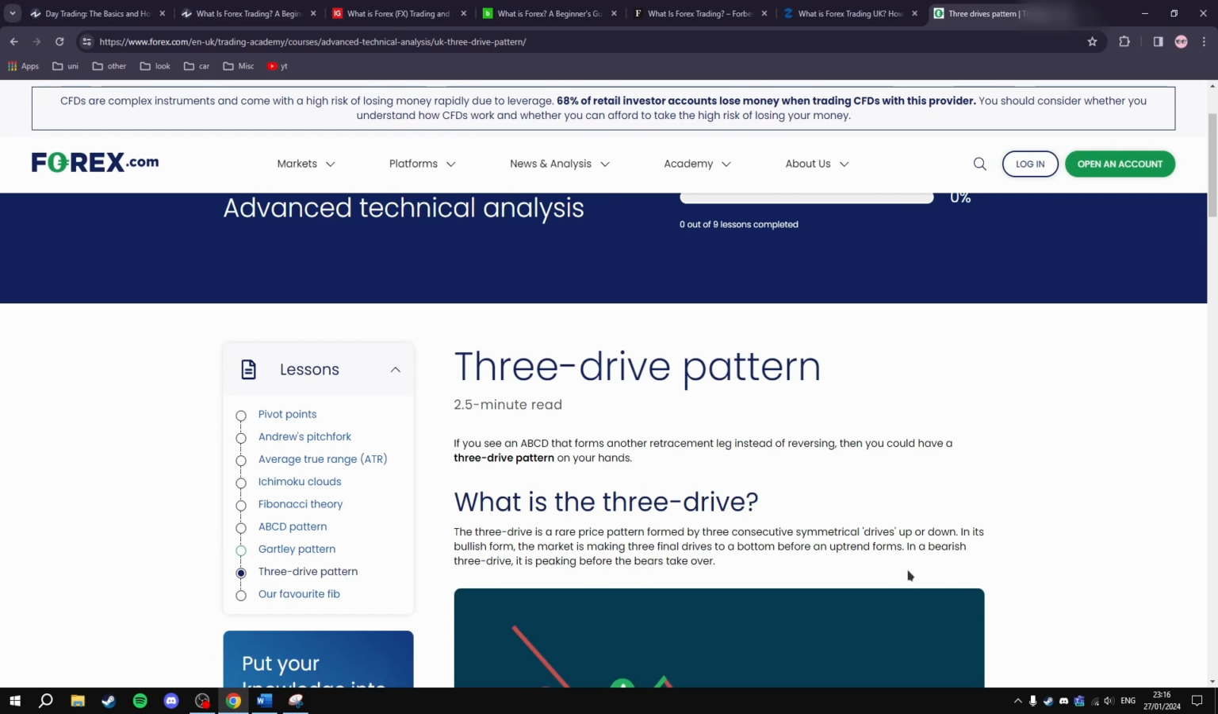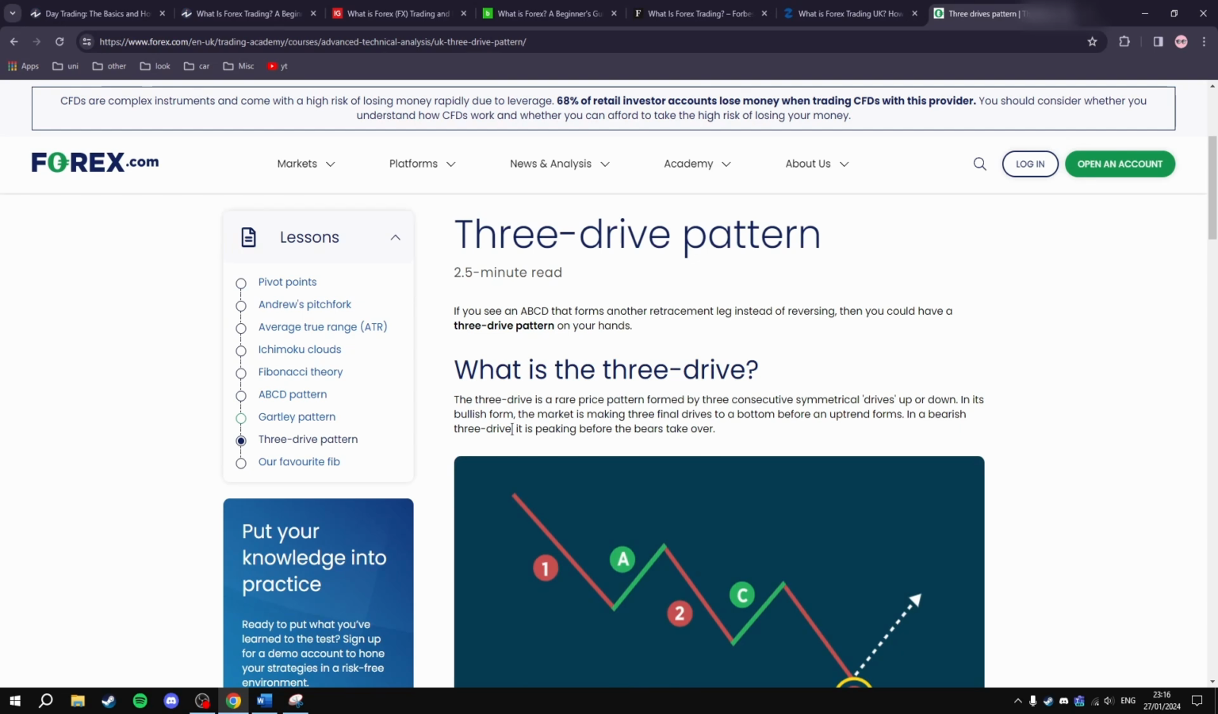Three drive pattern. If you see an ABCD that forms another retracement leg instead of reversing, then you could have a three drive pattern on your hands. What is a three drive? A three drive is a rare price pattern formed by three consecutive symmetrical drives up or down.